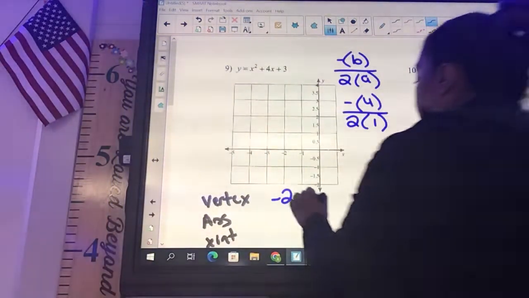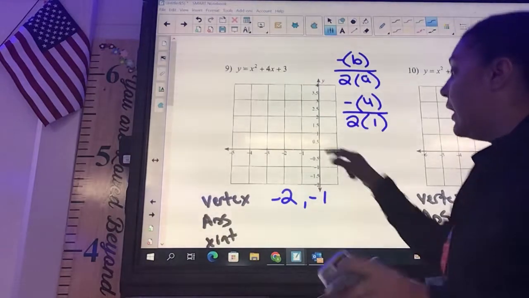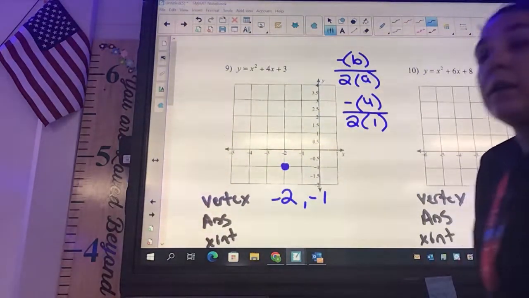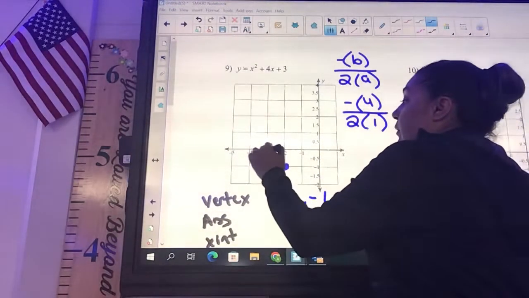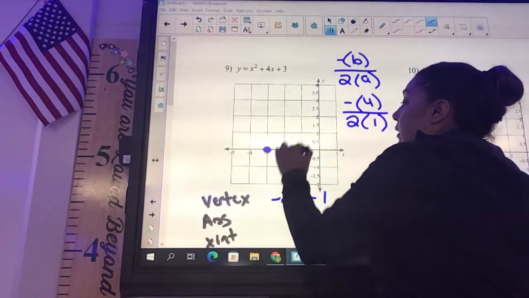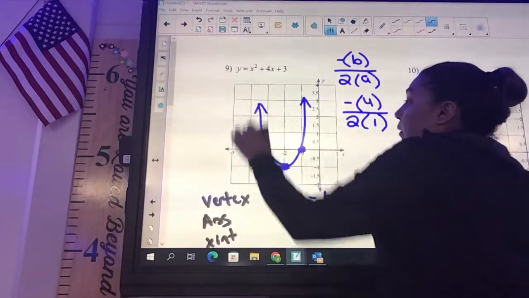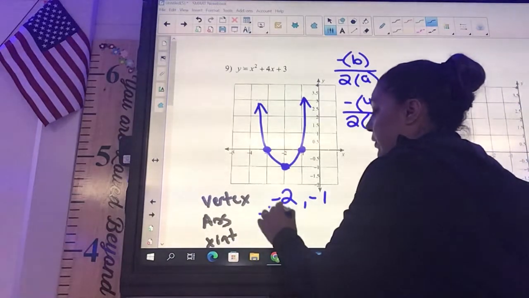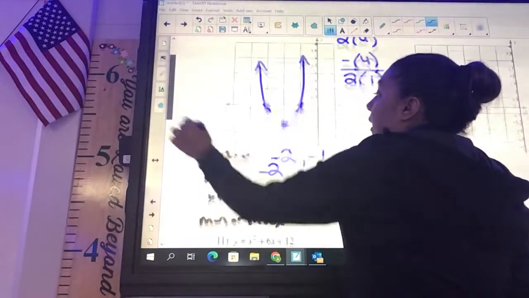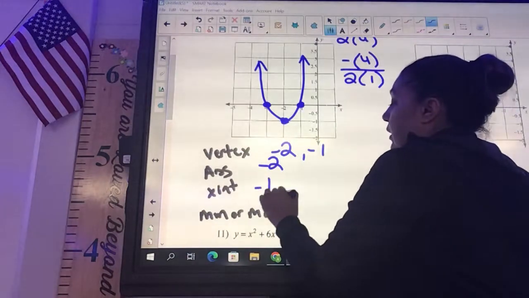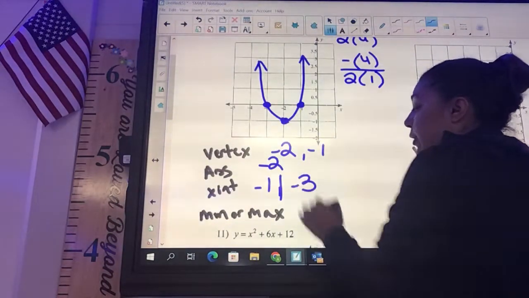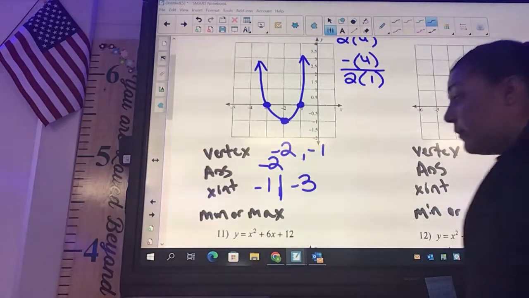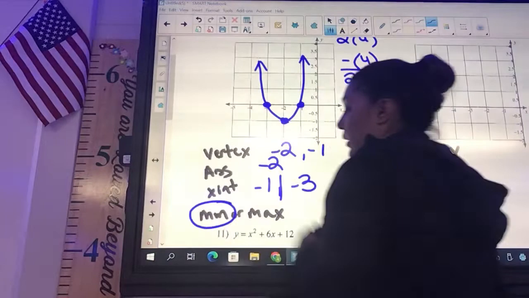Okay, so it should be a negative 1, comma negative 1. So you got negative 2, negative 1. That puts us right here. Okay, you're going to go up 1 over 1 on both sides, and then draw your picture. Okay, our axis of symmetry is going to be negative 2. X-intercepts is going to be negative 1 slash negative 3. Does this have a min or a max? It's got a minimum.